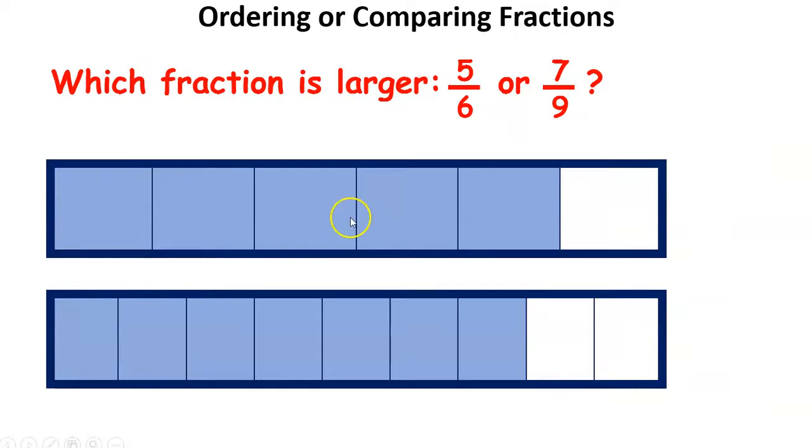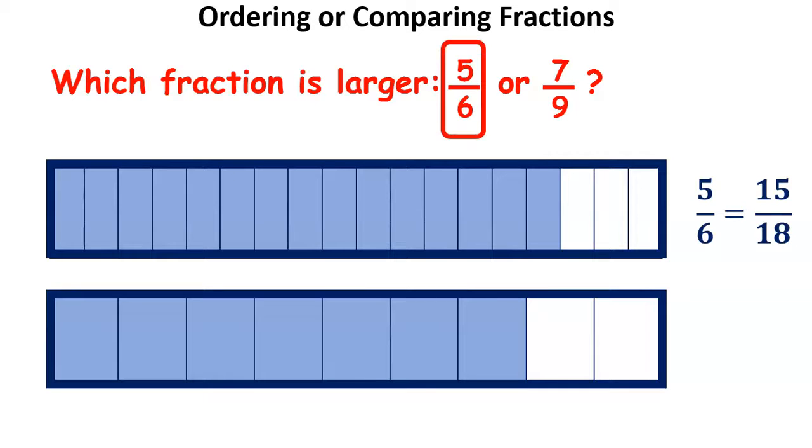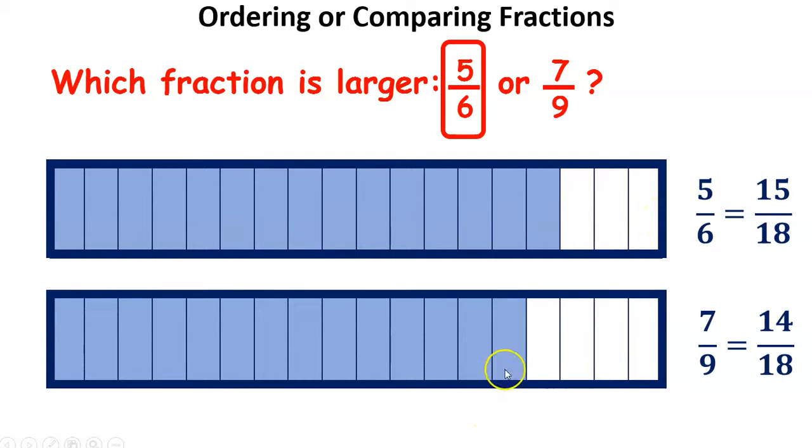Let's have a look at what it looks like graphically. I've got 5 parts out of 6 shaded, and I've got 7 parts out of 9 shaded. We can see here, they're very similar, but 5/6 is the greater fraction. I'm now going to convert it to equivalents. 15 parts are shaded out of the 18. 14 parts are shaded out of the 18. So again, same denominator, the larger the numerator, the larger the fraction. So 5/6 is greater than 7/9.